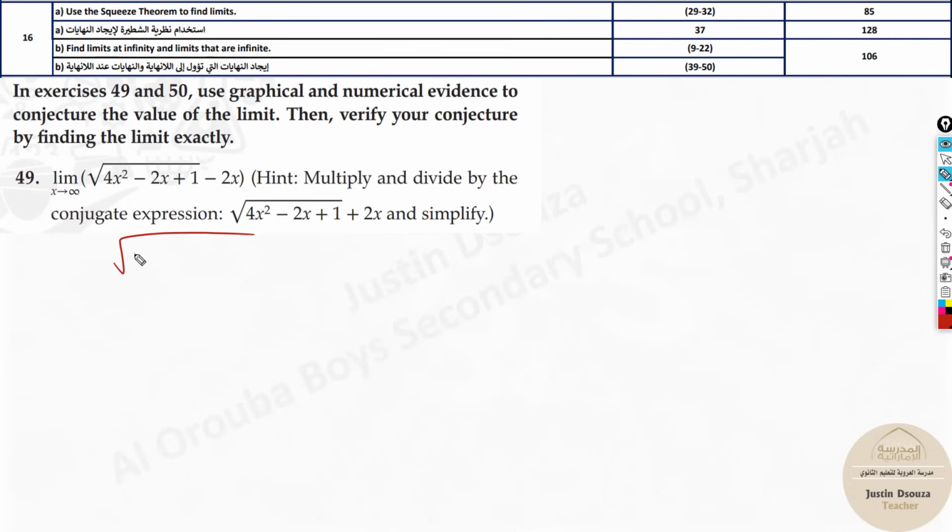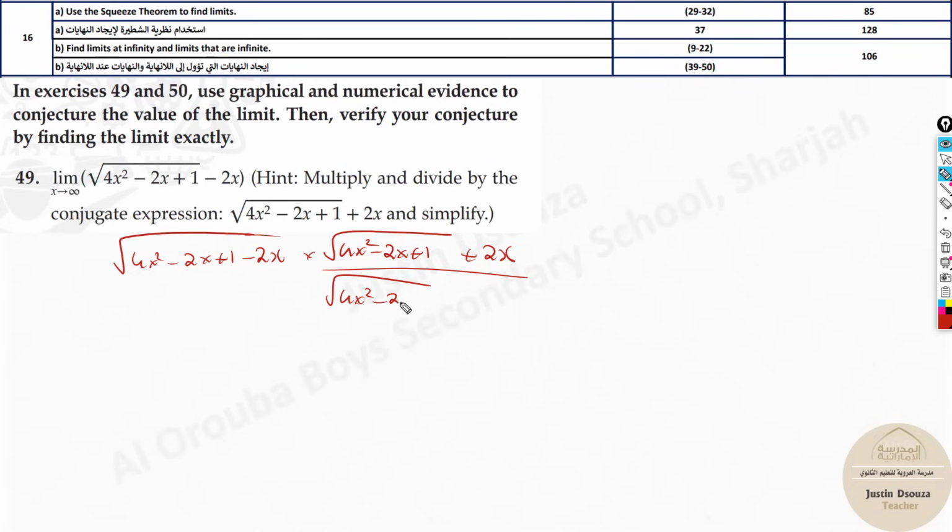Let's just do that. So it's square root of 4x squared minus 2x plus 1 minus 2x. When you multiply and divide by this term, that is square root of 4x squared minus 2x plus 1 plus 2x, by the same thing in the denominator also. Here what happens is this is basically balanced. If you cancel these both, it's 1, so you're not doing anything wrong. But here I just realized that I've written the square root a bit incorrectly. The square root is only for the first part, not the second part.